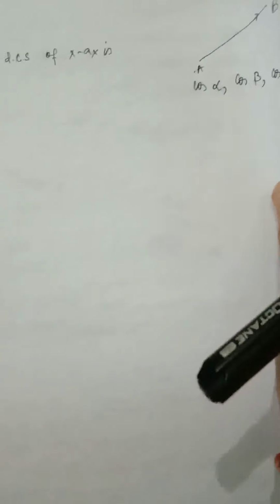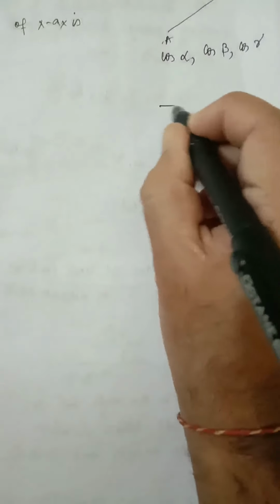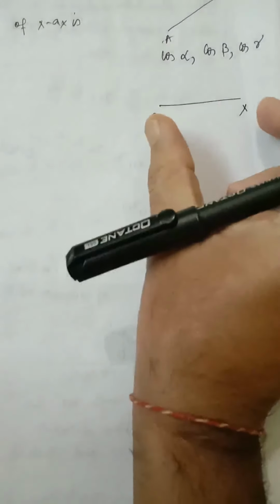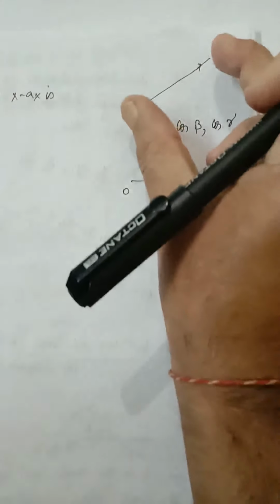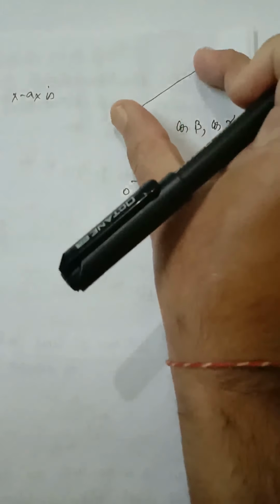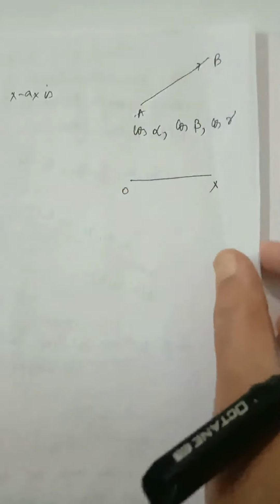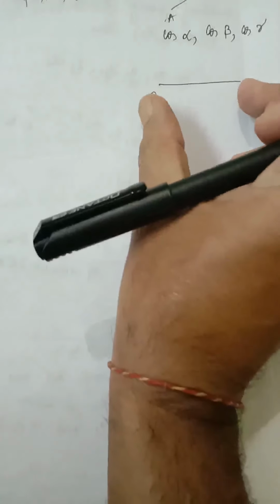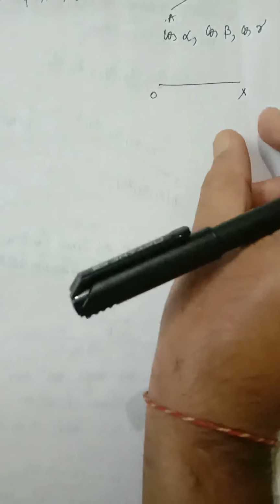Now we have to find direction cosines of x-axis. So for x-axis, what will we find? The angle made by x-axis with x-axis, y-axis and z-axis. First of all, we find the angle made by this line with x, y and z-axis. Similarly, to find direction cosines of x-axis, we will find the angle made by x-axis with x-axis, y-axis and z-axis.